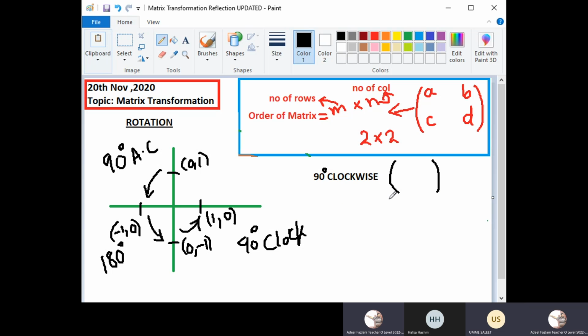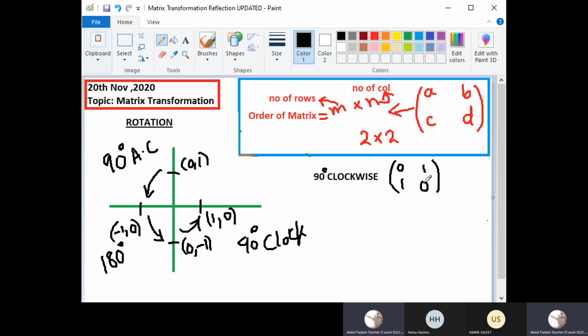I already have written the order. 0, 1, 0. 0, 0, first of all, 0. And then? 1. 0 and 1. Is it going to be 1 or minus 1? Yes, what is written in the 1? It's going to be 1 or minus 1. What I'm asking from you? Minus 1. If it is 0, 1 and 1 and 0. You mean to say like this? Yes.